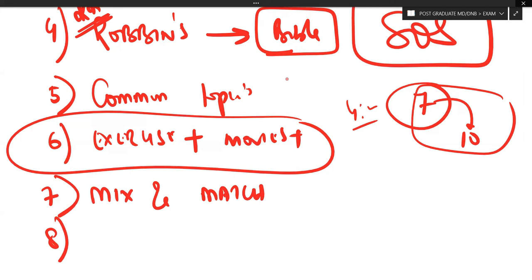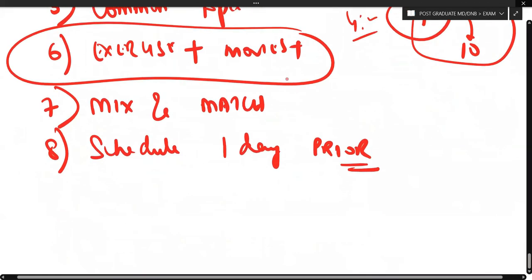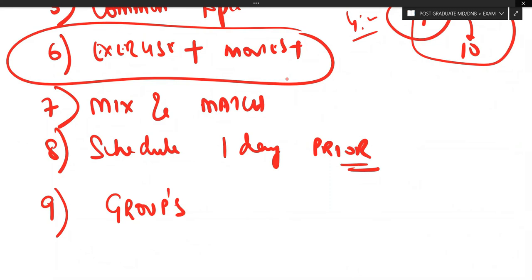Okay. One more very important thing is that I told you the schedule. You should schedule one day prior. Now I will tell you one very important aspect that I was lucky enough to do. We were a group of 8 residents, and in college, we used to study in groups. It wasn't always possible. But whenever it was possible, we used to have group discussion.